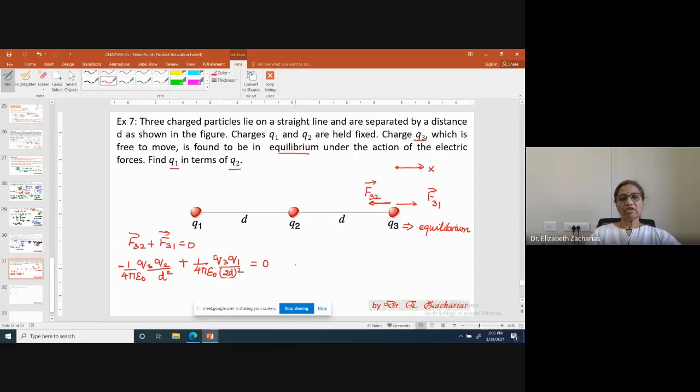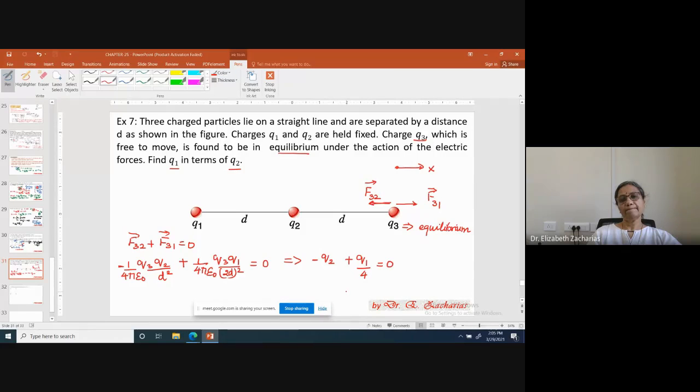So from here, what can you write? Q3 can be neglected or cancelled out. 1 by 4 pi epsilon naught can be cancelled out. D square and D square can be cancelled out. So you will get minus Q2 plus Q1 divided by 4 equal to 0.